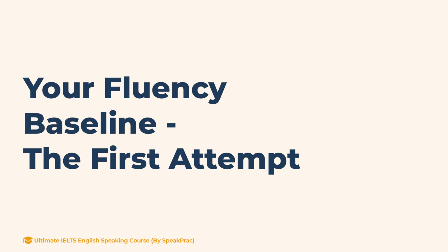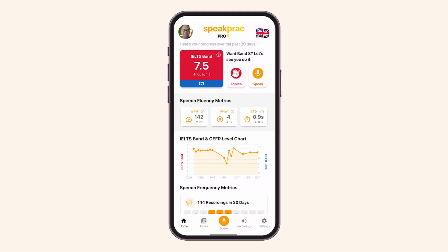Your fluency baseline, the first attempt. Alright, let's start with a simple freestyle practice. This will give you a baseline, a starting point to measure our improvement against. In the SpeakPrac app, there's a bottom menu bar. You'll see a big orange button that says Speak. This is for freestyle practice where you can talk about anything.